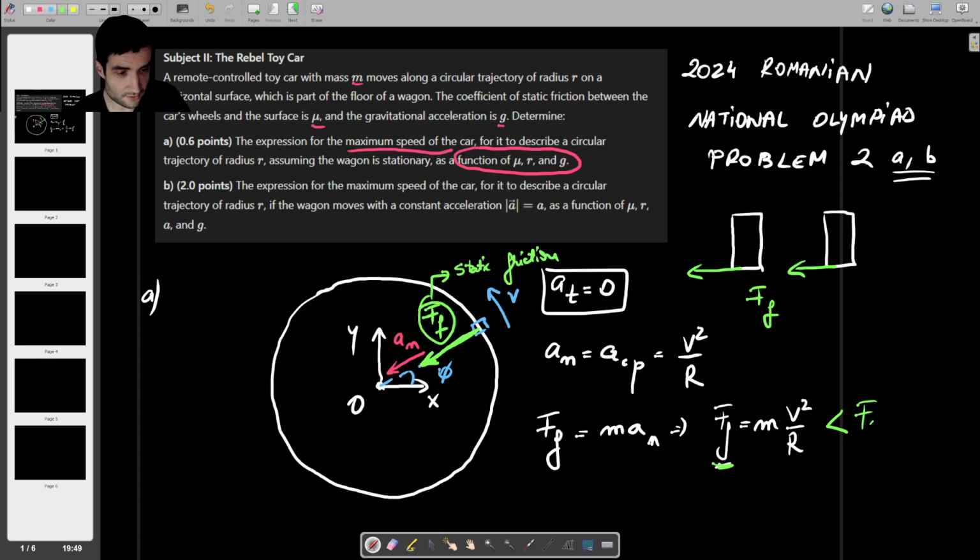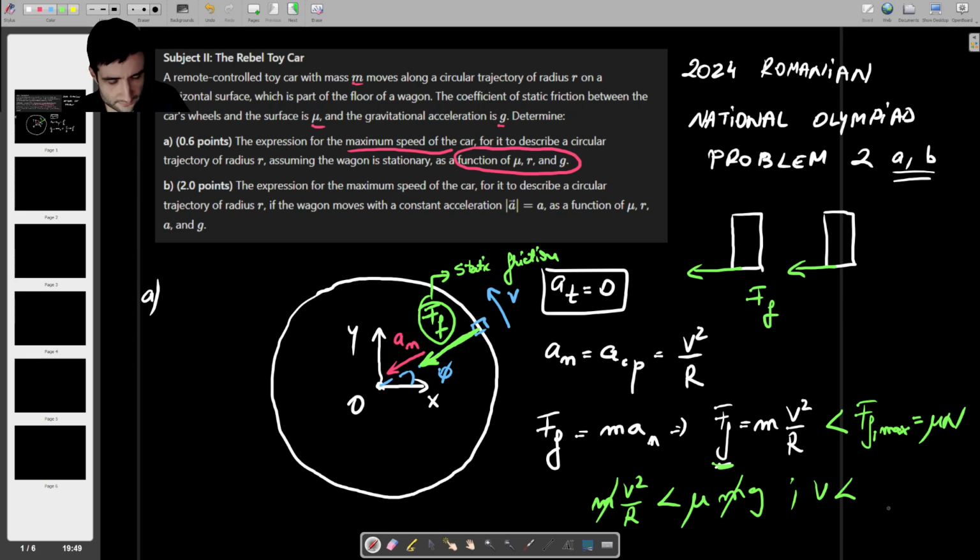maximum value of friction, which we know is mu times n. So in other words, we have mv squared over r is less than mu n, and n is just mg in this case. So we can cancel the m's. So v is less than the square root of mu g r.